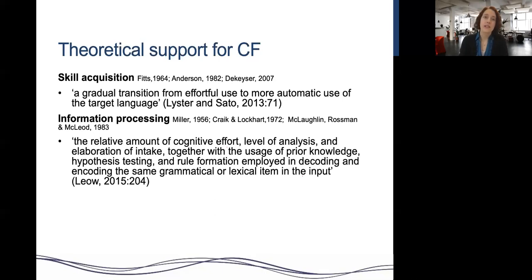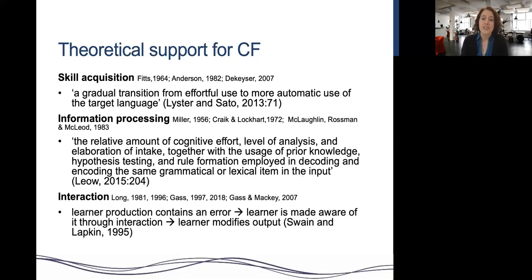Information processing is another theoretical framework that makes room for corrective feedback, in that the increased cognitive effort, the learner's increased effort to understand, to interpret, to make use of their feedback, can then result in increased learning of the information.